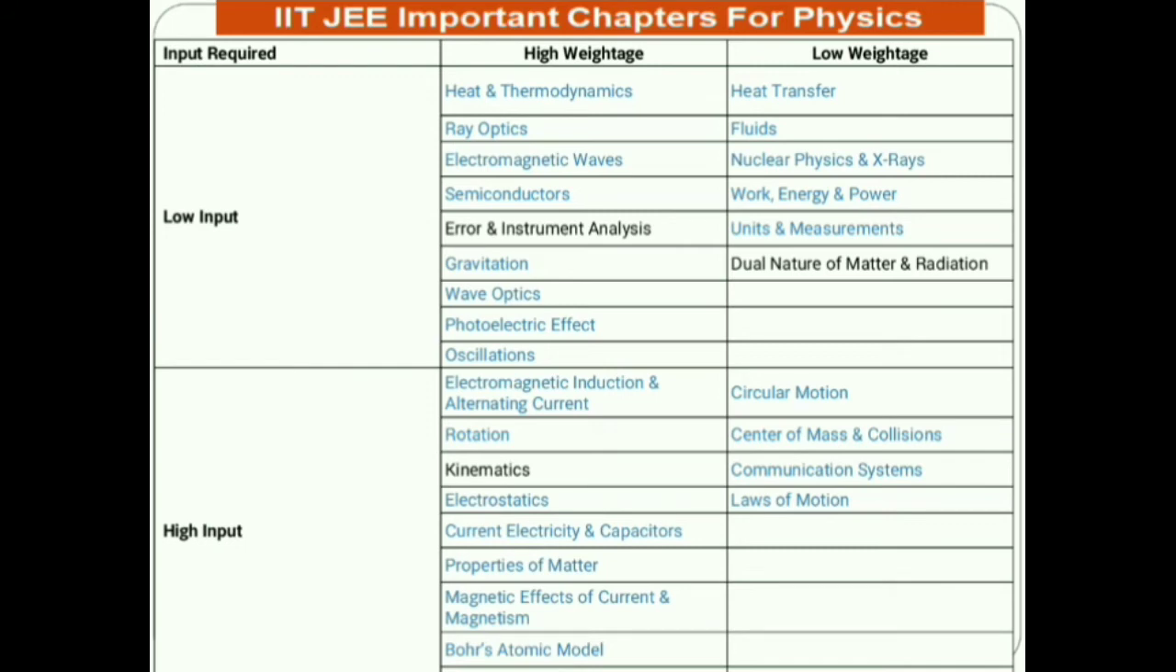Now talking about high input and obviously high output. These chapters are electromagnetic induction, alternating current, rotation, kinematics, electrostatics, current electricity and capacitor, properties of matter, magnetic effect of current and magnetism, then Bohr atomic model. Now last, talking about physics, high input but low output. You should focus on these chapters at last: circular motion, center of mass and collision, communication system, laws of motion.